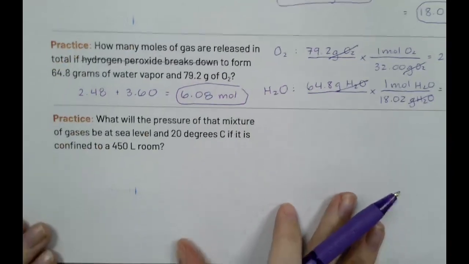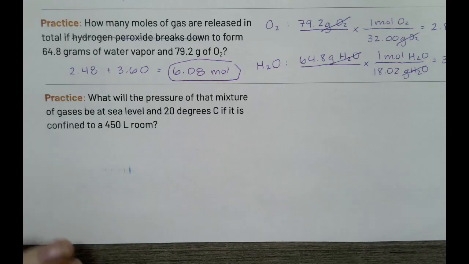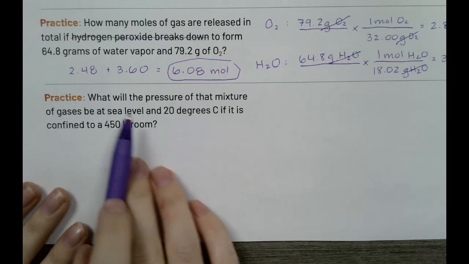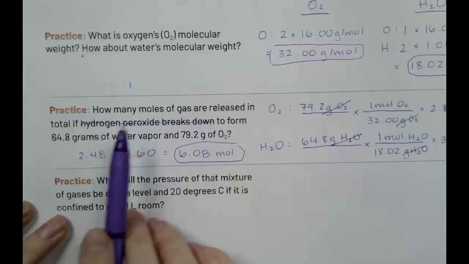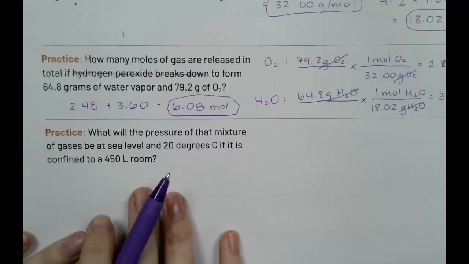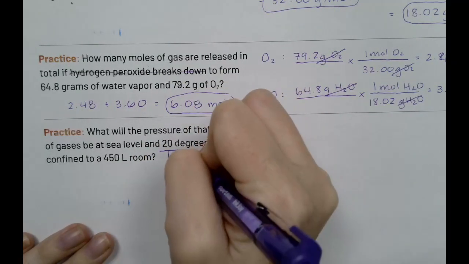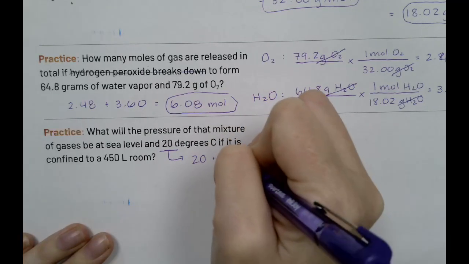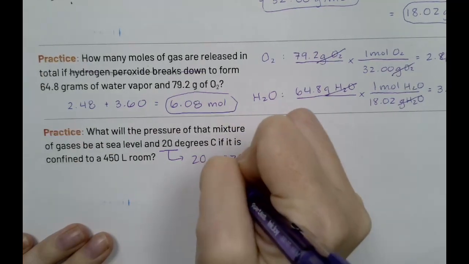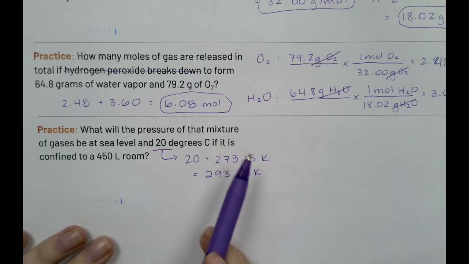Now, the next question asks, what will the pressure of that mixture of gases, the water vapor and the oxygen gas, be at sea level and 20 degrees Celsius if it's confined to a room? So let's say we had a jug of hydrogen peroxide, it broke down into water vapor and oxygen, and it's stuck in this room. What's the pressure in that room going to be? Well, first, we never do degrees Celsius. So first let's convert 20 degrees Celsius to Kelvin. That's 20 plus 273.15 degrees Kelvin. Okay, so that's going to be 293.15. That's the temperature we're looking at there. Okay, and that's about room temperature.